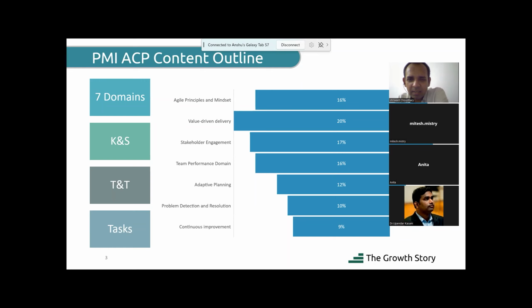And what about story points? Story points are the unit of measurement of user stories.